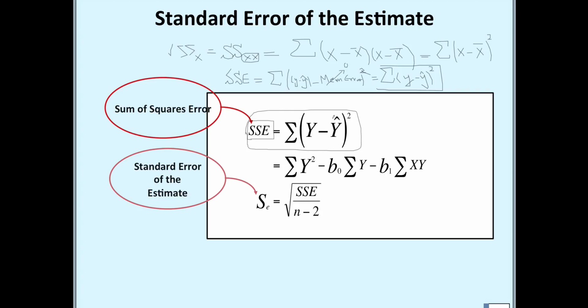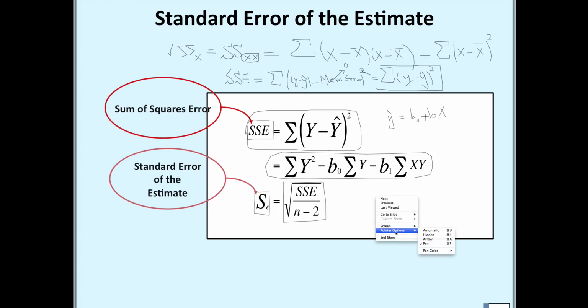Also remember y hat was b0 plus b1x. So if you do some math and replace b0 plus b1x into y hat, you can simplify that equation to this one. You usually use this formula. Anyhow, you need to find SSE. Once you find SSE, the square root of SSE divided by n minus 2 is called standard error.